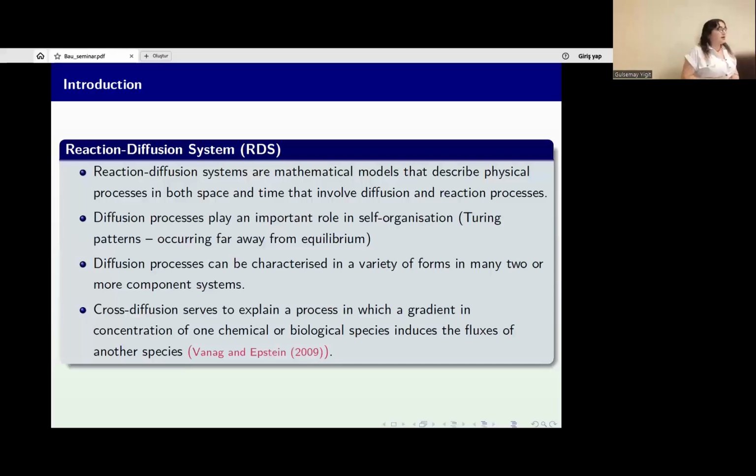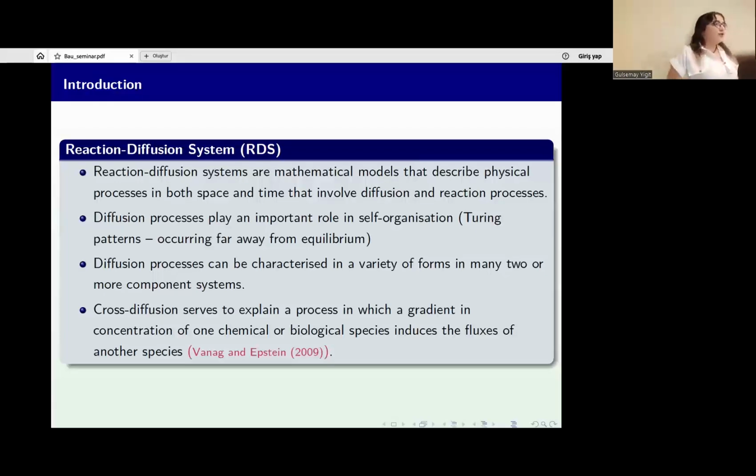Reaction-diffusion systems are given by mathematical models. They are a set of equations that include the reaction and the diffusion terms. I want to talk a little bit more about the meaning of diffusion and the cases of diffusion, because specifically this work is motivated by the effect of cross-diffusion. That's why I would like to explain it.